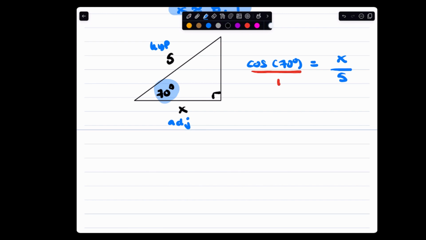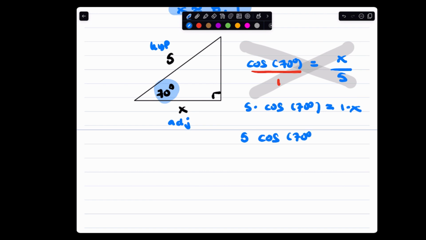So create your proportion, right? And cross multiply. What do you guys end up with? What does that give you? 5 cosine of what? 70 is 1 times x. Or we say 5 cosine 70 degrees will be, what is this? X. Now remember, cosine 70, this here is a number, is that right? So since it's a number, oh, I apologize.